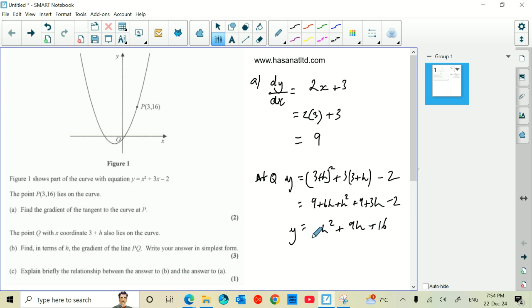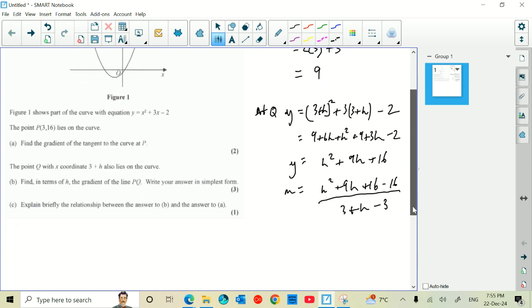Now, it says find in terms of h the gradient of the line PQ. So m will be equal to h squared plus 9h plus 16, and I'm going to take away the 16, all over, because changing y divided by changing x, 3 plus h minus 3.